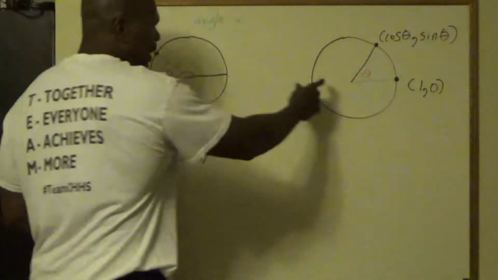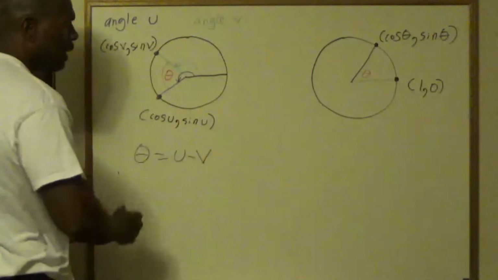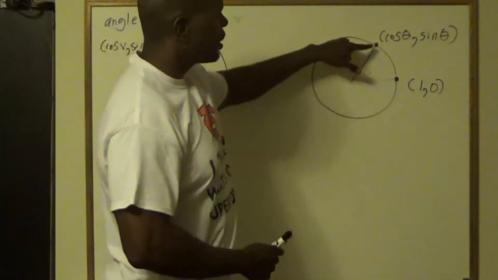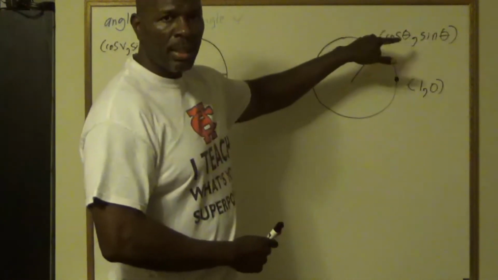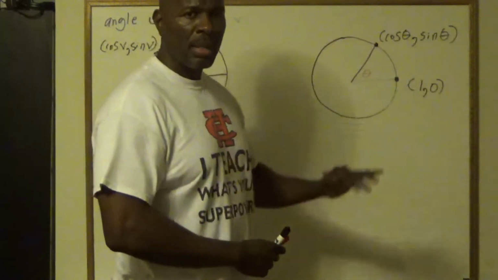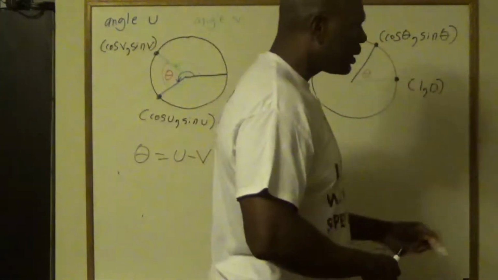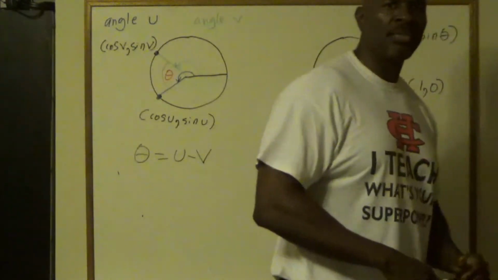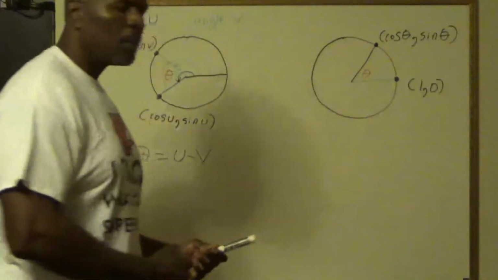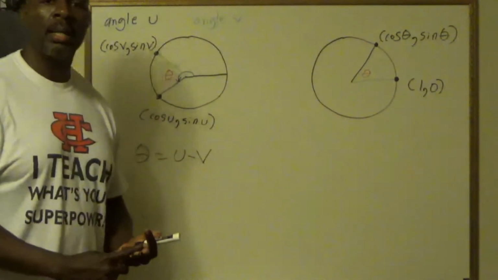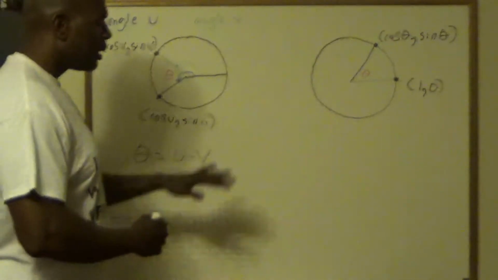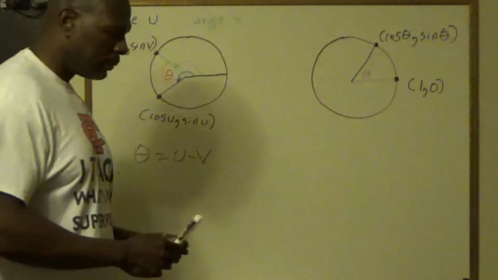And again, I'm calling the angle theta. Again, theta is U minus V. And so the coordinates of this point are cosine theta, comma, sine theta. So we're going to get this trig sum difference identity. And we'll do it for cosine, sine, and tangent. And this first one, we're going to do it for cosine.